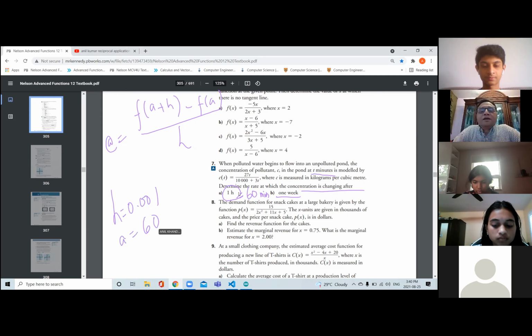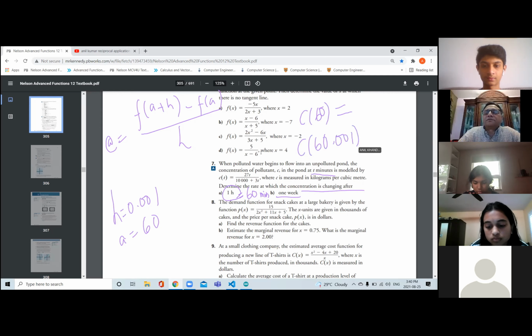Okay. And calculate your answer. Yes, sir. So after you plug in 60 minutes into C(t), that won't be your final answer, right? No, no. First find C of 60, correct? Yeah. Then find C of 60.001. And then find the rate using the formula. Is that correct? h is 0.001, plug in 2 values, use calculator, get your answer. Does it make sense? Yes, sir.